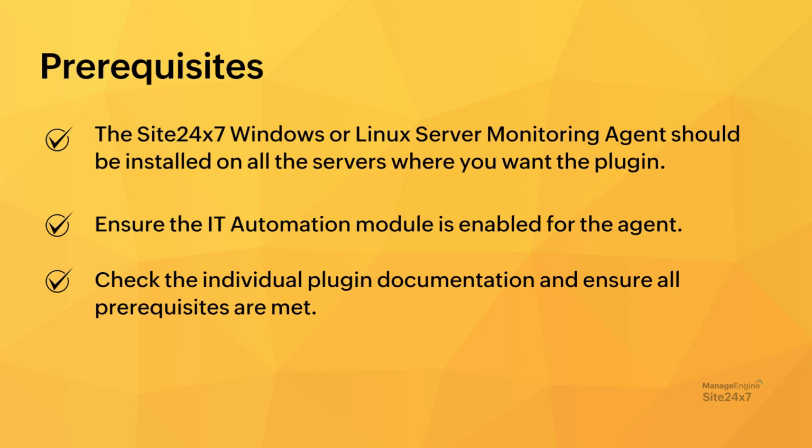Before you begin, let's make sure everything's in place. First, the Site 24/7 Windows or Linux server monitoring agent should be installed on all the servers where you want the plugin. Second, ensure the IT automation module is enabled for the agent. And third, check the individual plugin documentation and ensure all prerequisites are met.